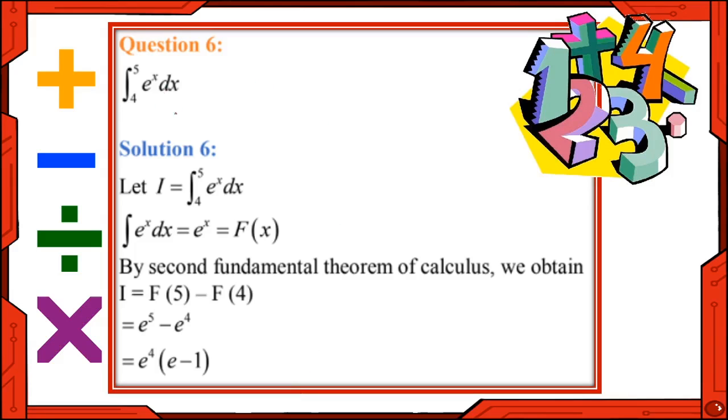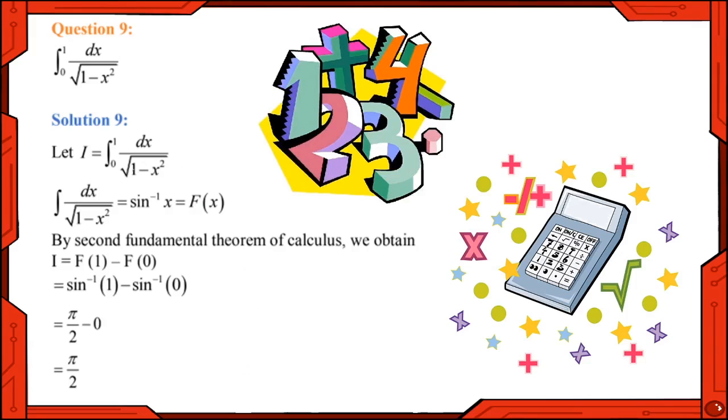Now e power x, what is the antiderivative? E power x only. So f of 5 minus f of 4. E power 4 is common outside and e minus 1 inside the bracket. Very simple question.